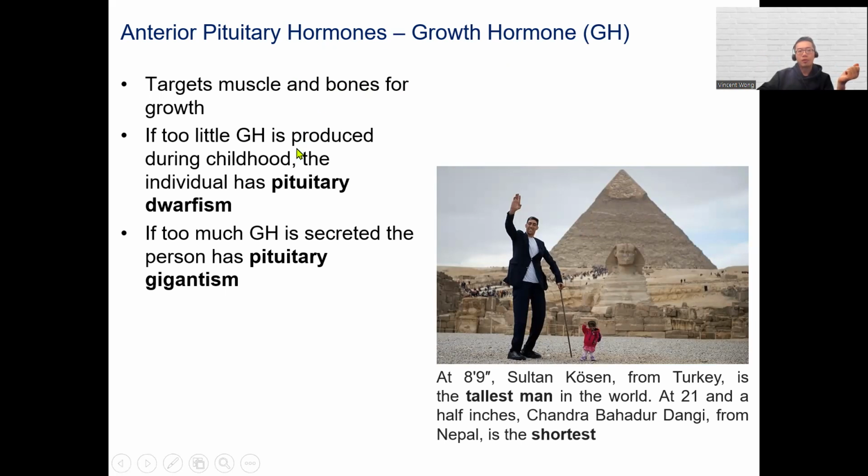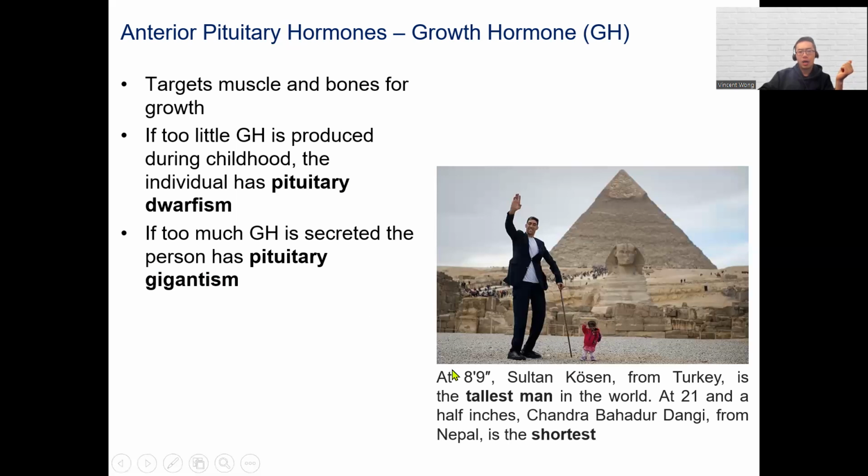Not enough growth hormone during childhood is going to lead to pituitary dwarfism. There are other causes of dwarfism, but this one has to do with the anterior pituitary gland not making enough growth hormone. It's genetic. And if there's too much growth hormone, then a person has pituitary gigantism.